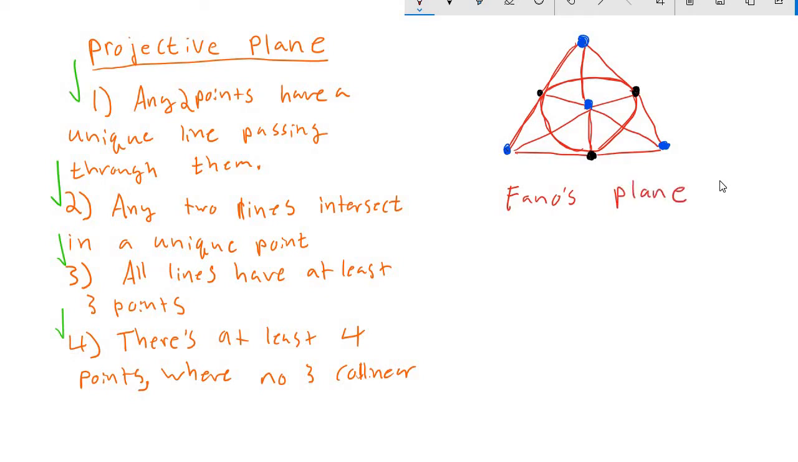So this is an example of a projective plane which has finitely many points and finitely many lines. So now we're going to explore a bit of a more complicated example.